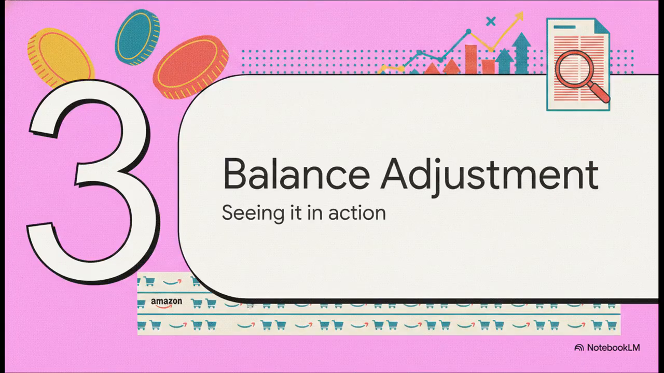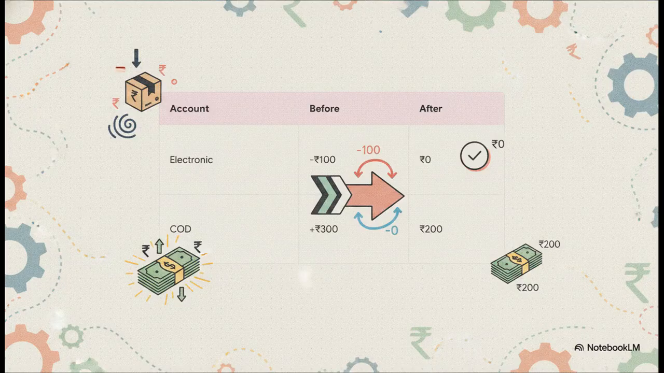Section 3. Examples of balance adjustment. Let's see this in action. I really want you to see exactly how Amazon handles these balances in real time. Let's run through a quick rapid-fire scenario. Let's look at a starting state. Let's say at the end of a settlement cycle, your electronic account is sitting at a negative 100 rupees. Maybe this is from a recent refund or an unexpected Amazon fee. But your COD account had a great run and is sitting at a positive 300 rupees.